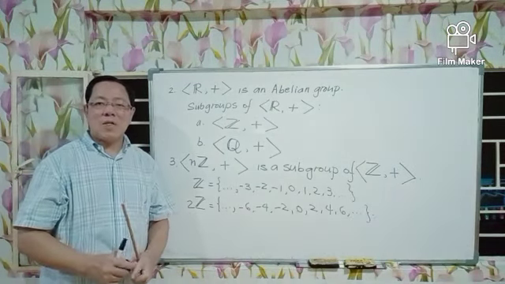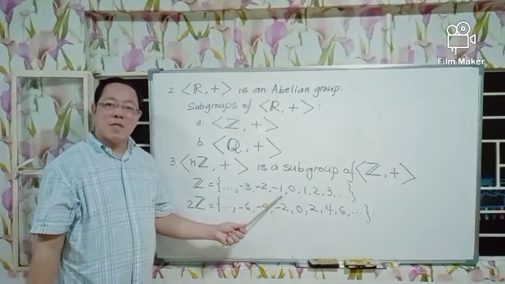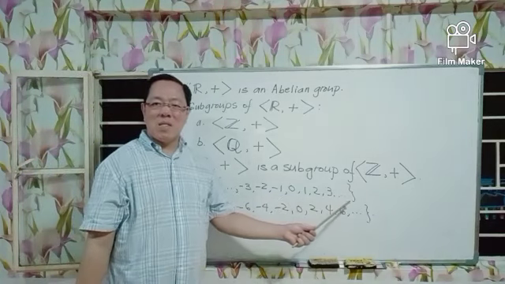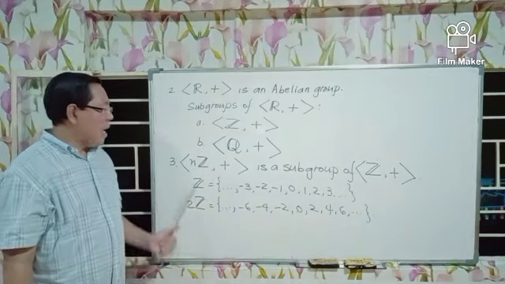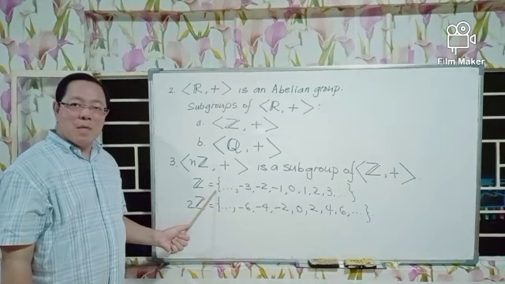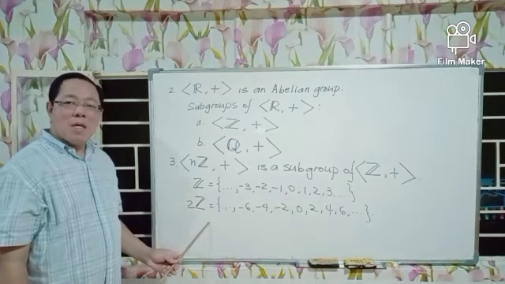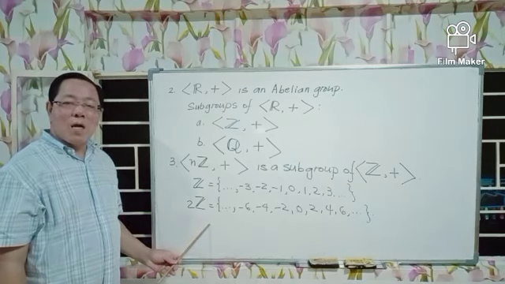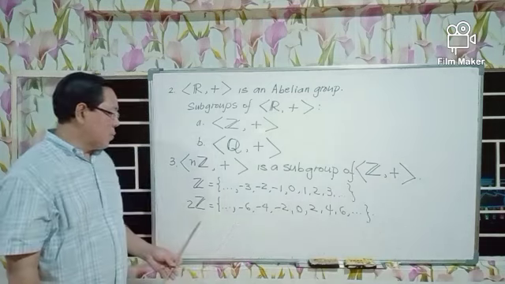The set of integers is an infinite set consisting of the negative integers, the zero integer, and the positive integers. And the elements of nZ are obtained by multiplying each element of Z by the integer n. Example, 2Z: the elements of 2Z are obtained by multiplying each element of Z by the integer 2.